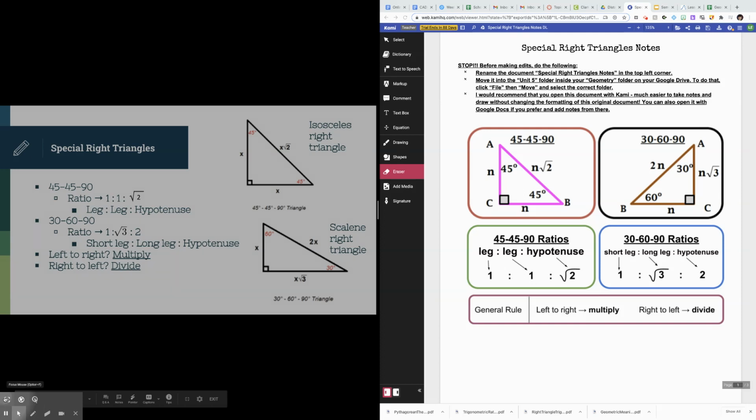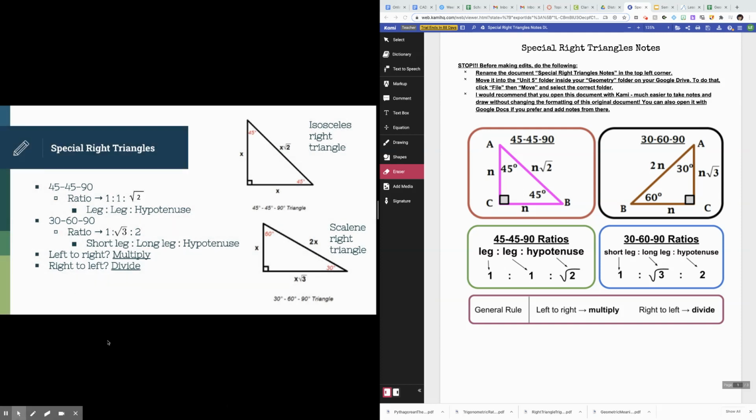The second is a scalene right triangle, which is a 30-60-90 triangle. We call these 45-45-90 and 30-60-90 because those are the three angles in each of those triangles. In the isosceles right triangle, it has two 45-degree angles and a 90-degree angle. In the scalene right triangle, there is a 30, a 60, and a 90 degree. The ratio between the side lengths for a 30-60-90 triangle is 1 to root 3 to 2.